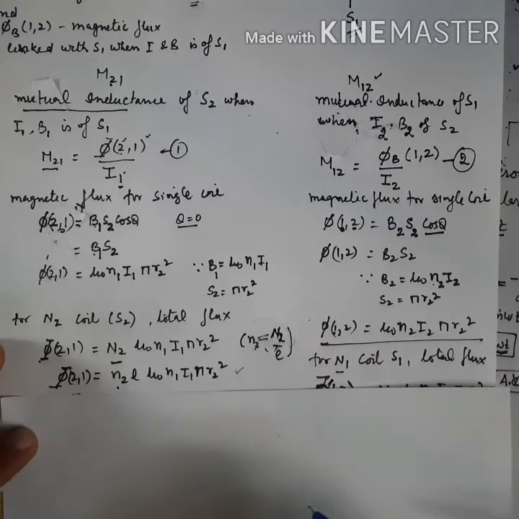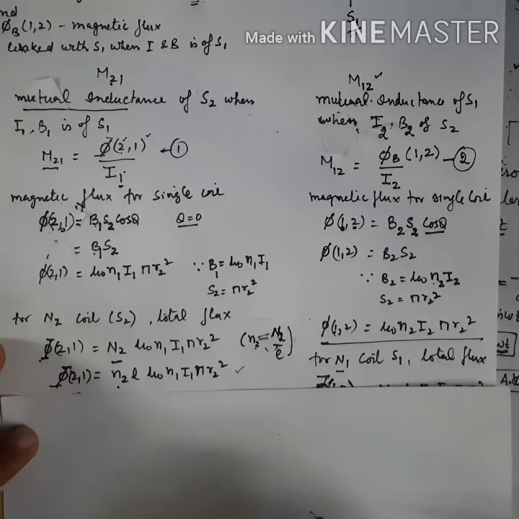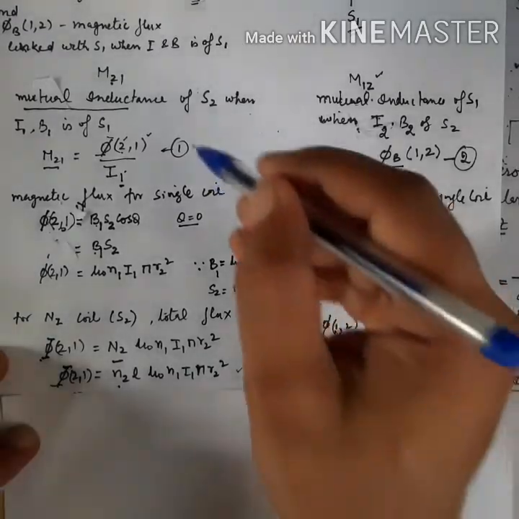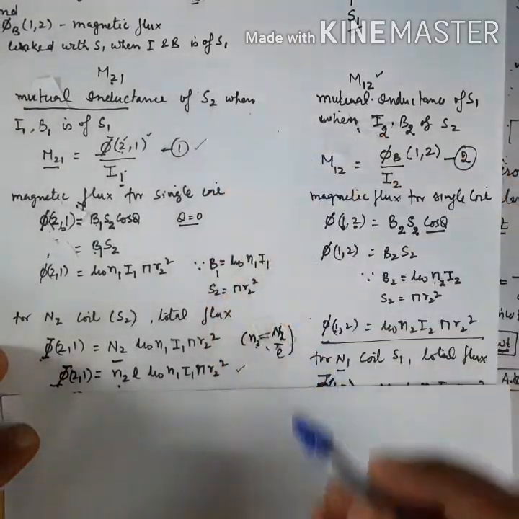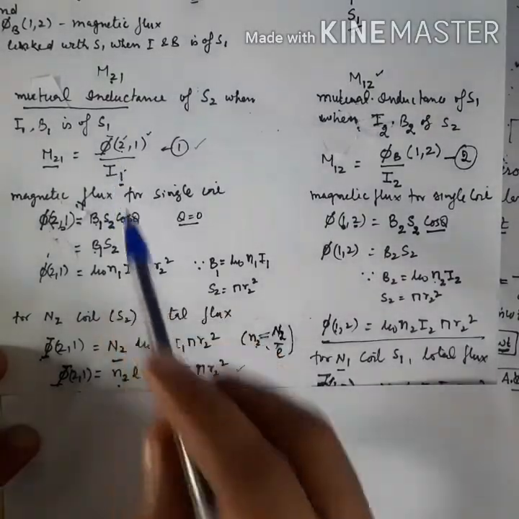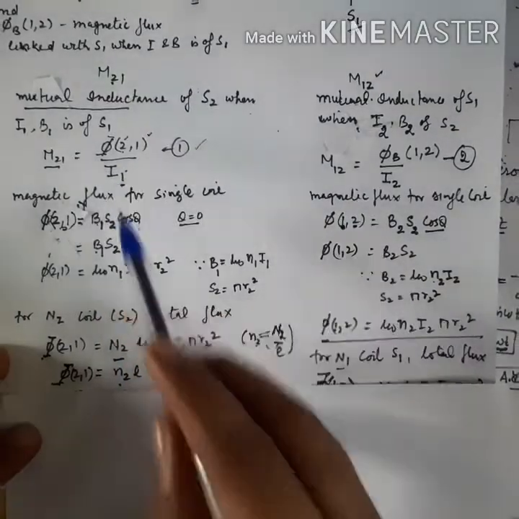Now I want to calculate the mutual inductance. Mutual inductance can be calculated from this formula, that is M21 equals phi 2,1 over I1. So we have to divide this flux by the current I1.